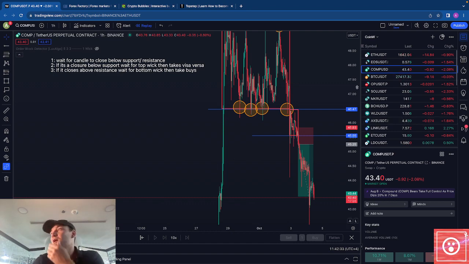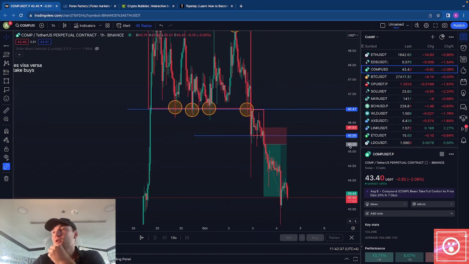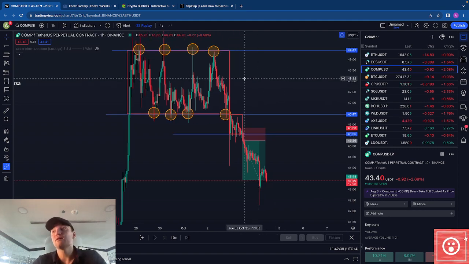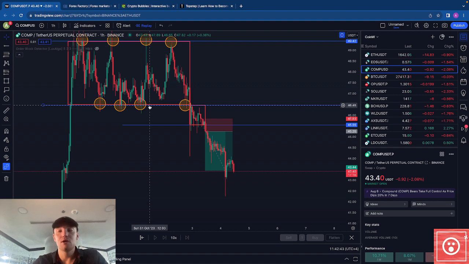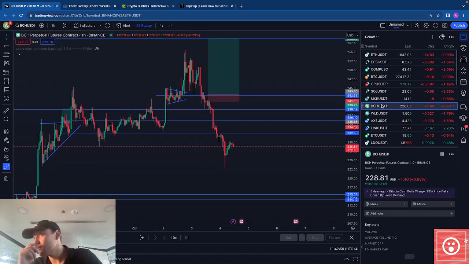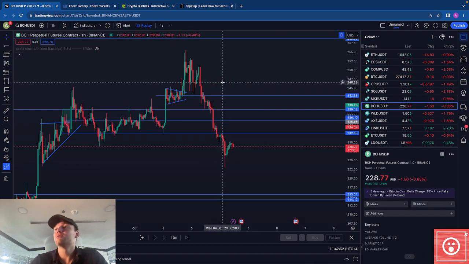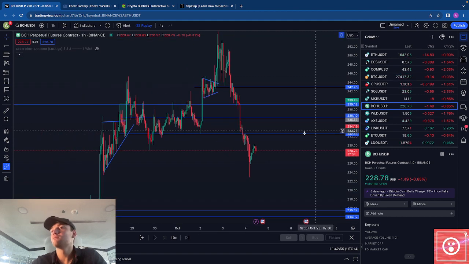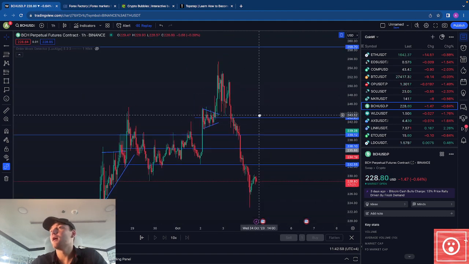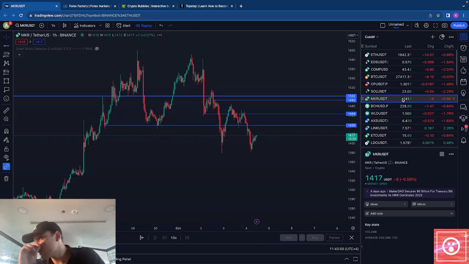Let's see if we can find another example. But you can see, when you're highlighting these zones, look how simple it is, compared to having all these indicators on. You just have to identify these levels, okay? Bitcoin Cash. So I was looking for buys there, but look at this, right? Actually, not a great example there. Let's have a look at MKR.